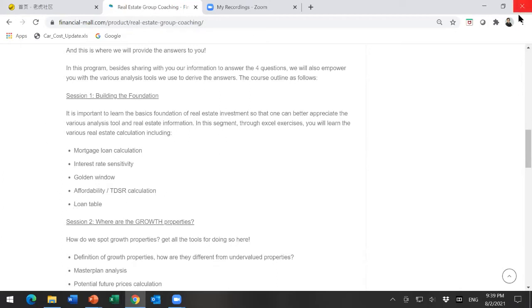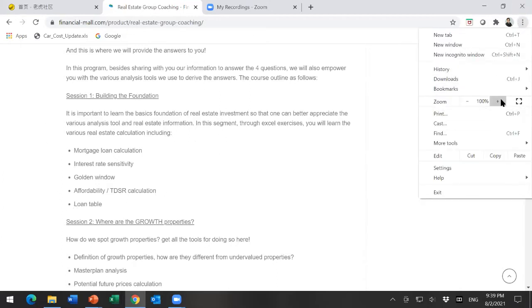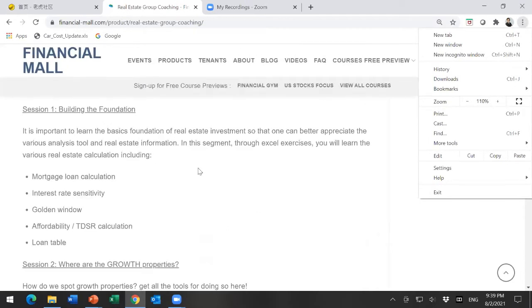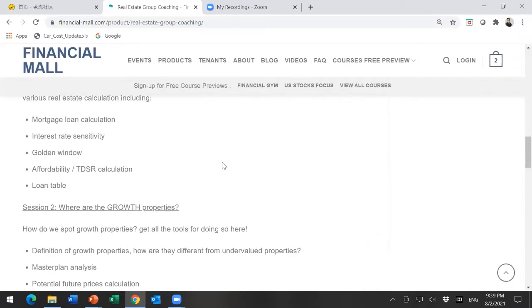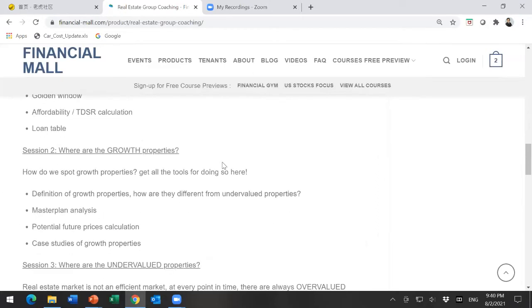So of course, if you actually forgot anything, this will be a good recap. Okay, now, what is the revamp part? It's not really totally new, but we have changed it to be more focused. In session 2, we talk about where the growth properties are. How do we spot growth properties, and we share with you all the tools that we have for spotting them: the master plan analysis, the potential future price calculation, and the case studies of growth properties.